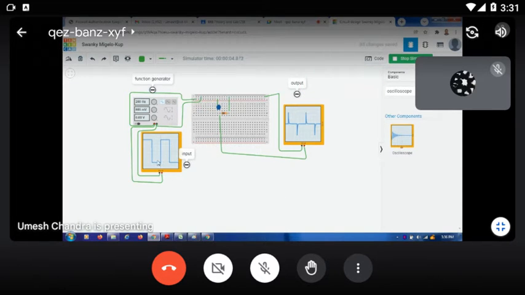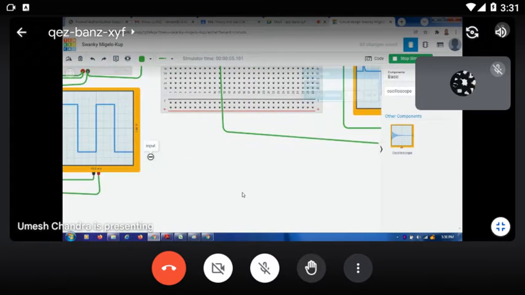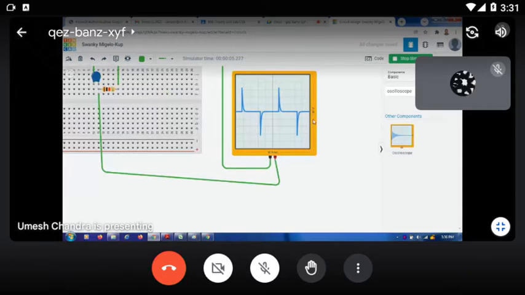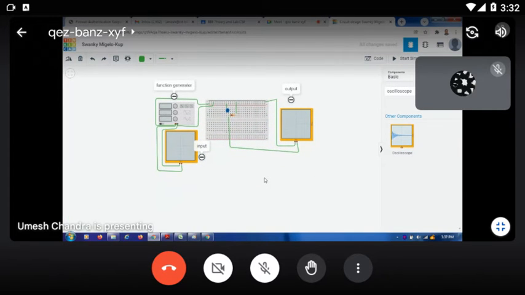In the same differentiator circuit, your input is the same, 10 volt. Then you calculate the output voltage. Here is 2 volt. Each block is 0.2. And how many divisions does it cover? On the y-axis 1, 2, 3, 4, 5, 6. 6 means 6 into 0.2, that is 1.2 volt. This is your integrator circuit and the differentiator circuit.